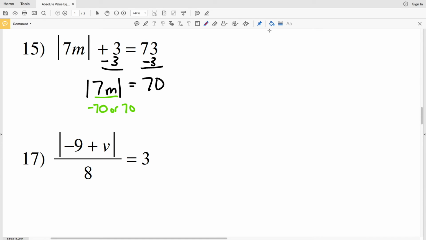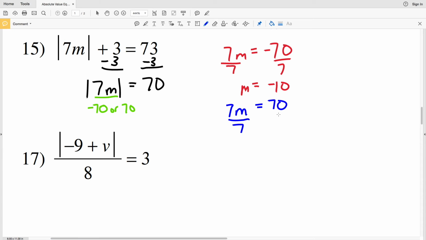So looking at it, when 7m equals a negative 70, we're dividing by 7, and we get that m is equal to negative 10. If we're looking at it when 7m equals 70, where that 70 is positive, when you divide by 7, you get that m is equal to a positive 10. The answer is either negative 10 or positive 10.